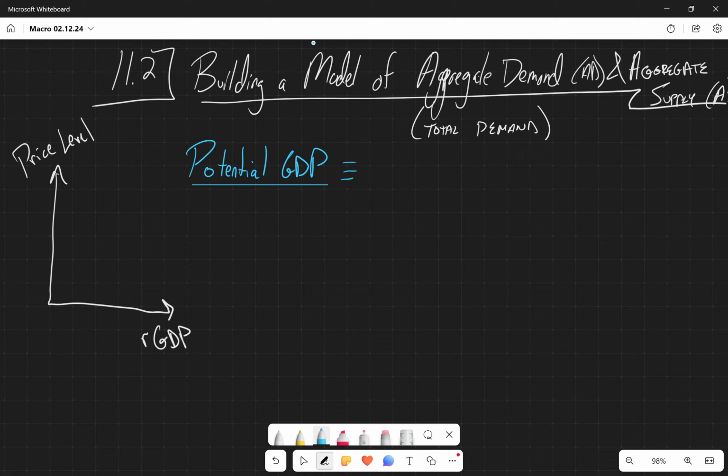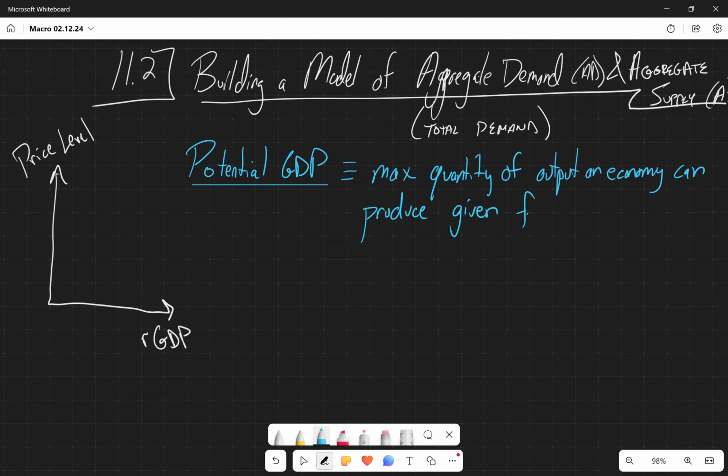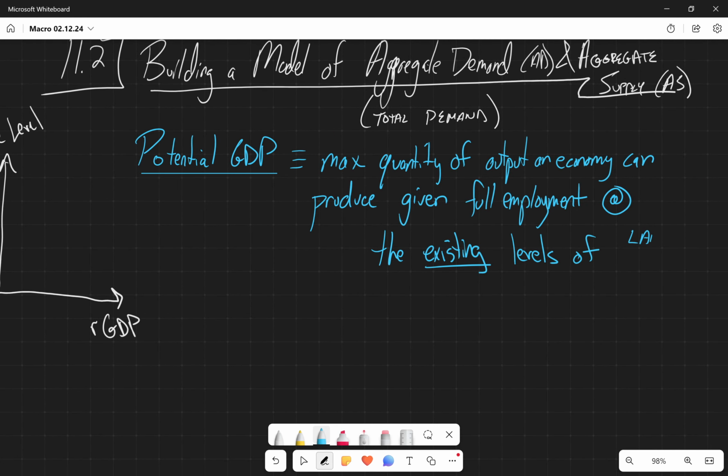Potential GDP is defined to be the maximum quantity of output an economy can produce given full employment at the existing levels of, well, I take that back about the short run, because that's going to confuse us in a second. So just existing levels of labor, physical capital, technology, and institutions.